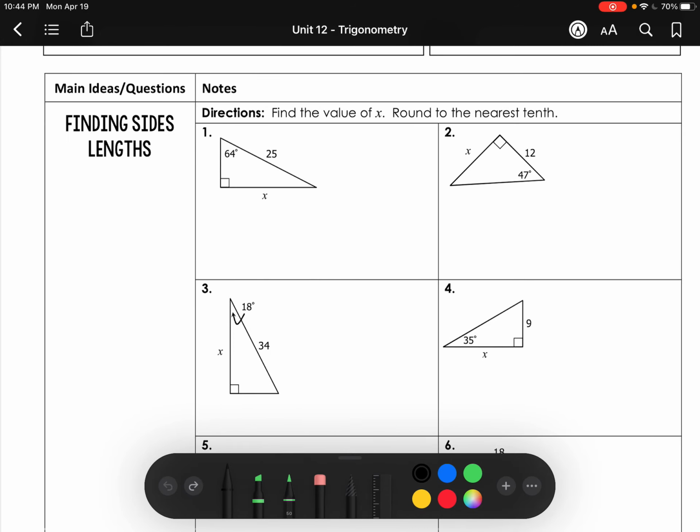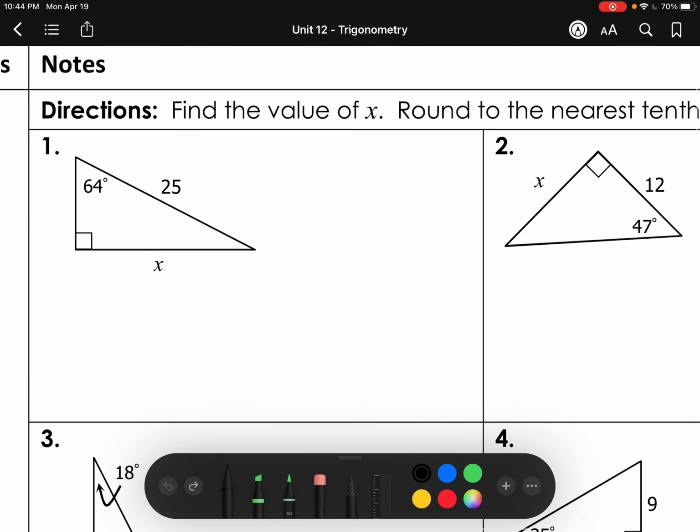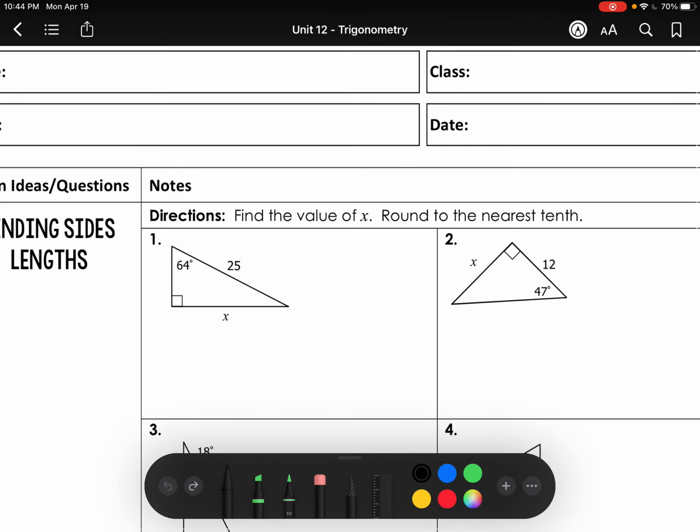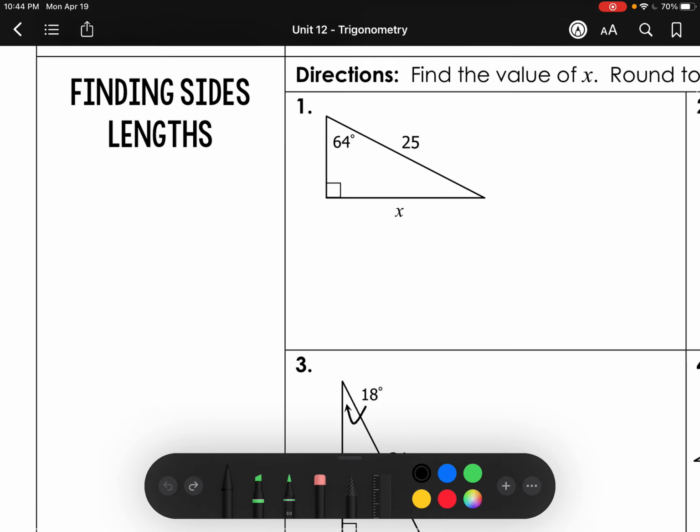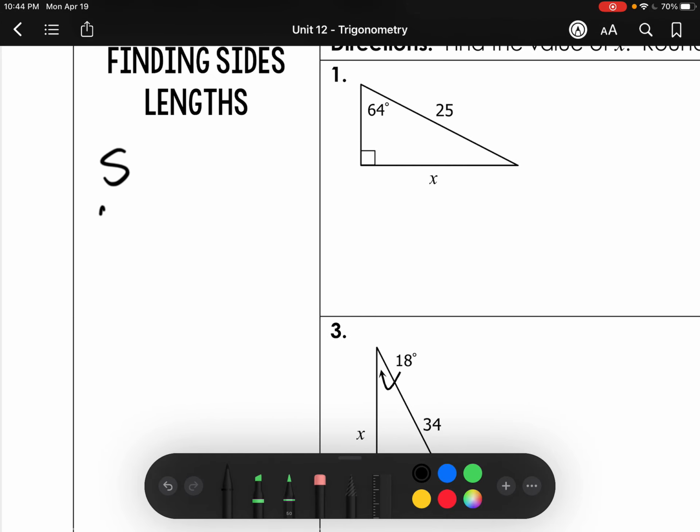All right, so in this lesson, we're going to be applying what we learned about sine, cosine, and tangent to find side lengths. The directions tell us to find the value of x and to round to the nearest tenth. If it helps you, go ahead and write SOHCAHTOA somewhere.